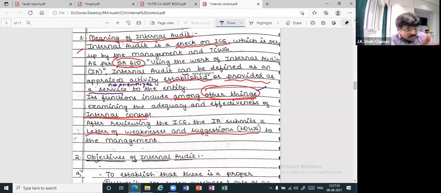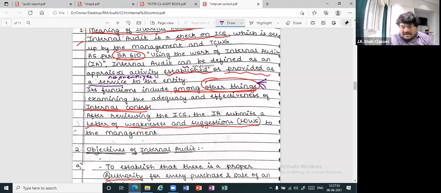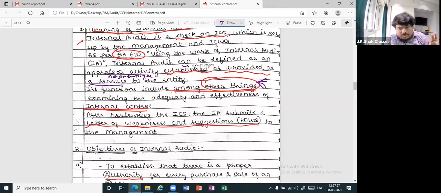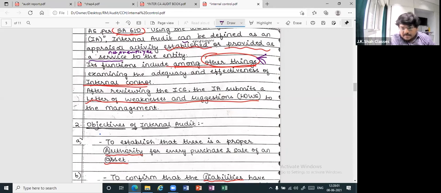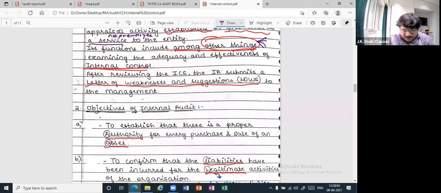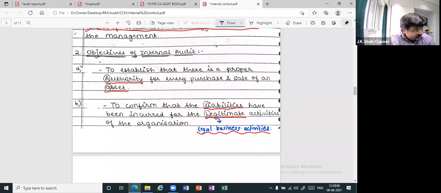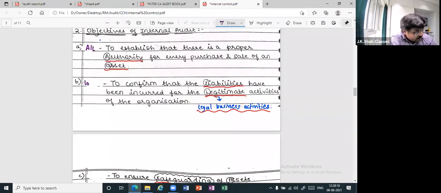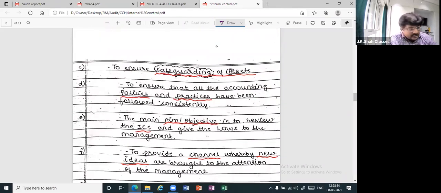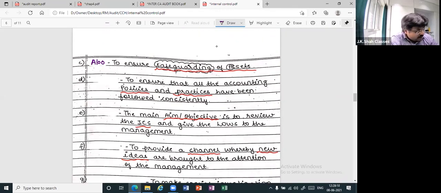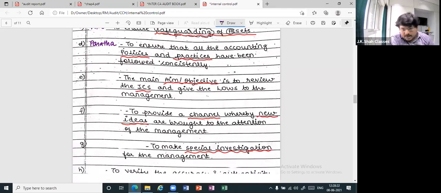Other things you already know, books of accounts, safeguarding of assets, like that. You don't have to write that. This is only how you have to write. Then after reviewing the ICS, the internal auditor submits an LOWS to the management, letter of weaknesses and suggestions. Thereafter, we have objectives. Firstly, all: authority for assets; love: liability for legitimate activities, legal business purpose. Thereafter, aloo, but the main word is not assets, it is safeguarding. Aloo ka paratha, so paratha is for practices and policies.